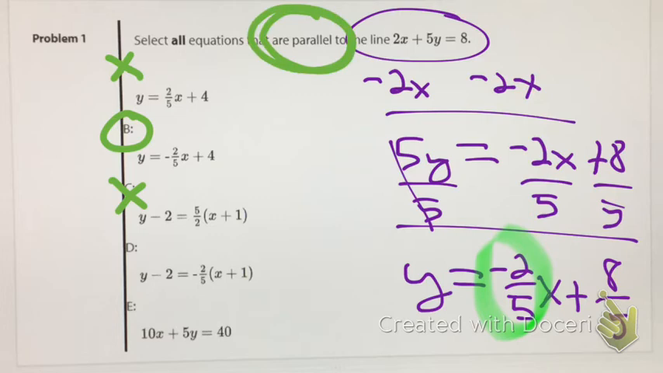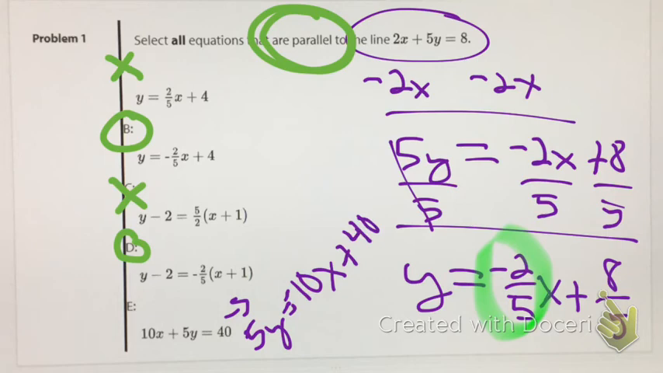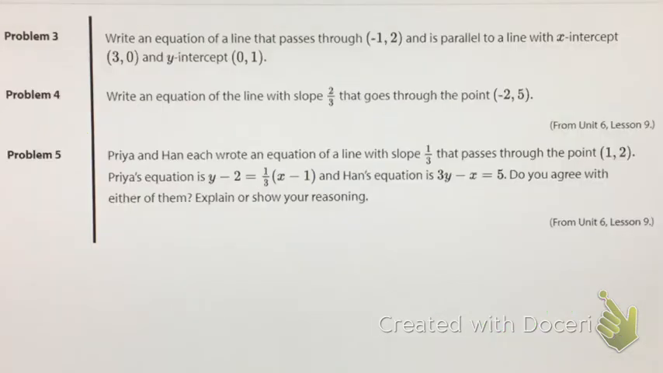Minus 2/5, yes. And this last one, we can't really tell, so we have to convert it. I'm going to convert it real quick. Subtract 10x from both sides. You get 5y equals minus 10x plus 40. And then you divide by 5. Well, right there, when I divide that 10 by 5, that's not 2/5, that's 5/2. So E is out. All right? Rewind if you need to check that again. We're trying to keep this short, like I said, I've got 1 minute and 13 seconds.